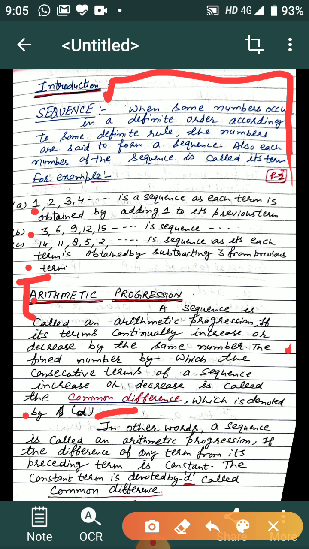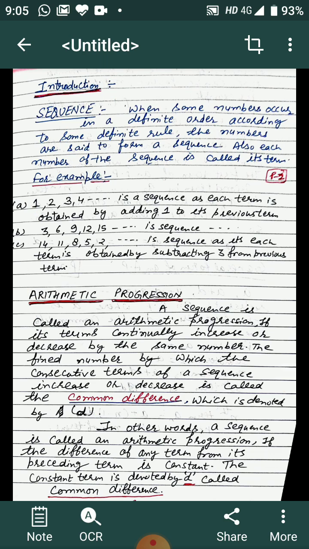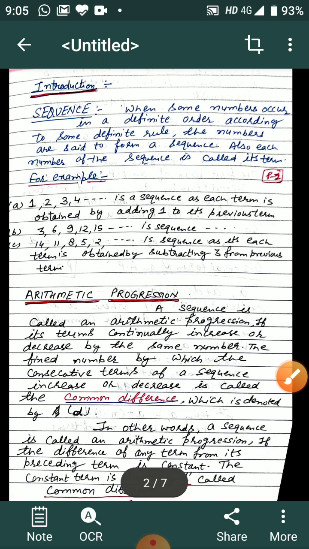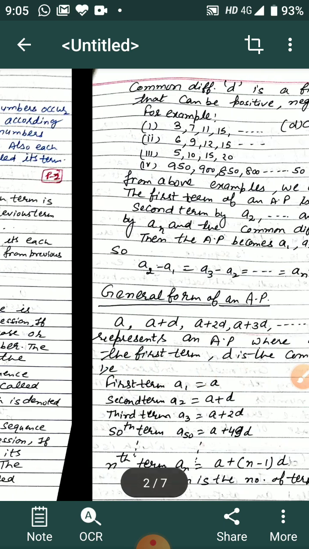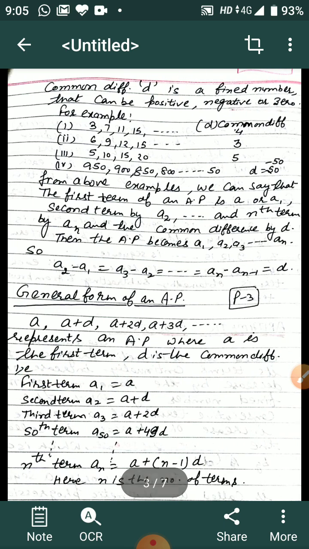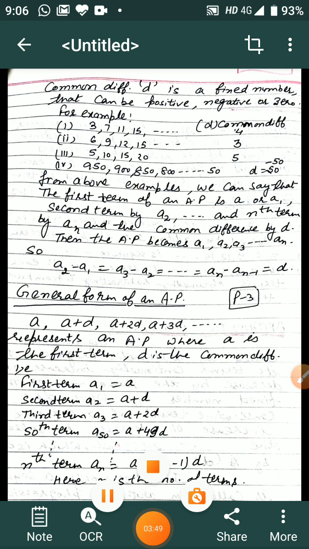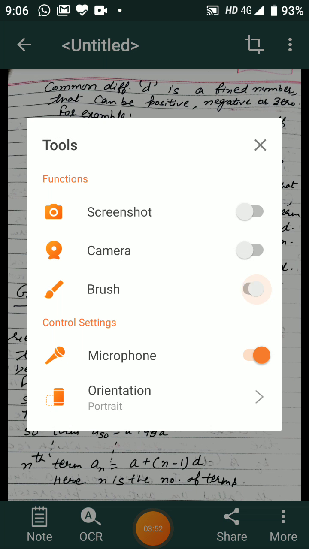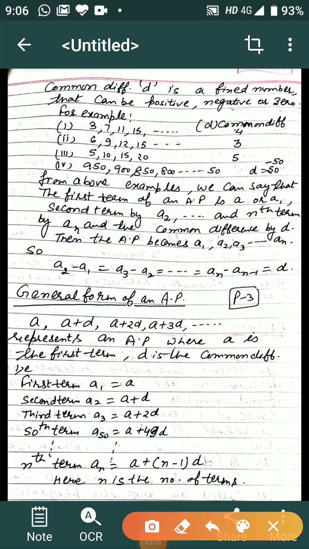Or in other words, a sequence is called an AP if the difference of any term from its preceding term is constant. Now we move to the next page, page number 3, about the common difference. The common difference is called d here. There are many examples I have given, and in all of them, successor minus predecessor is the same in all cases.